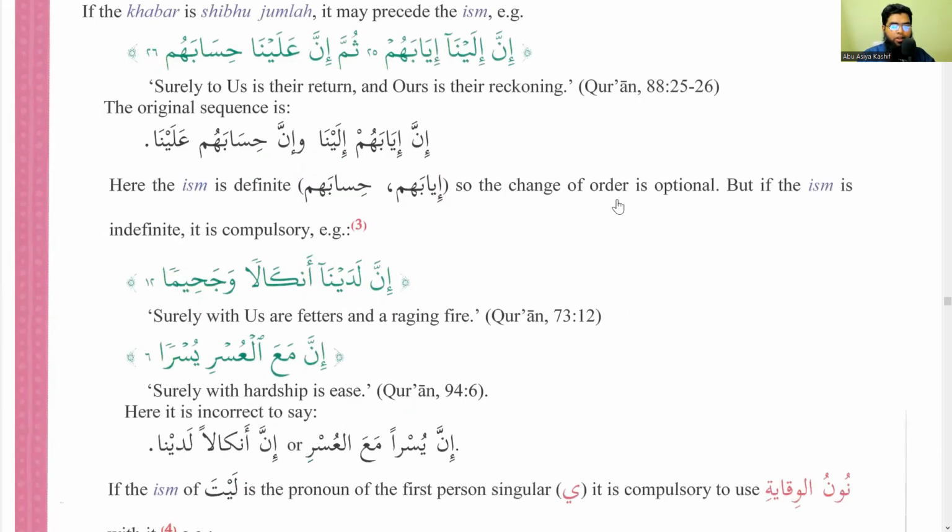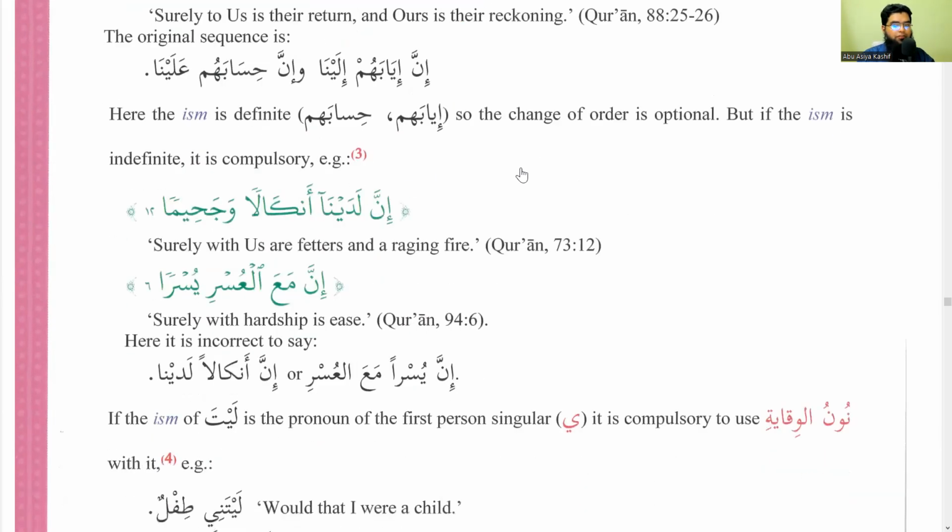Yabahum, hisabahum, the change of order is optional. But if it is indefinite, it is mandatory. Like mubtada, if it is nakira, you can start a sentence with mubtada which is nakira. You have to bring it late. Similarly here, ismu inna, you have to bring it late.